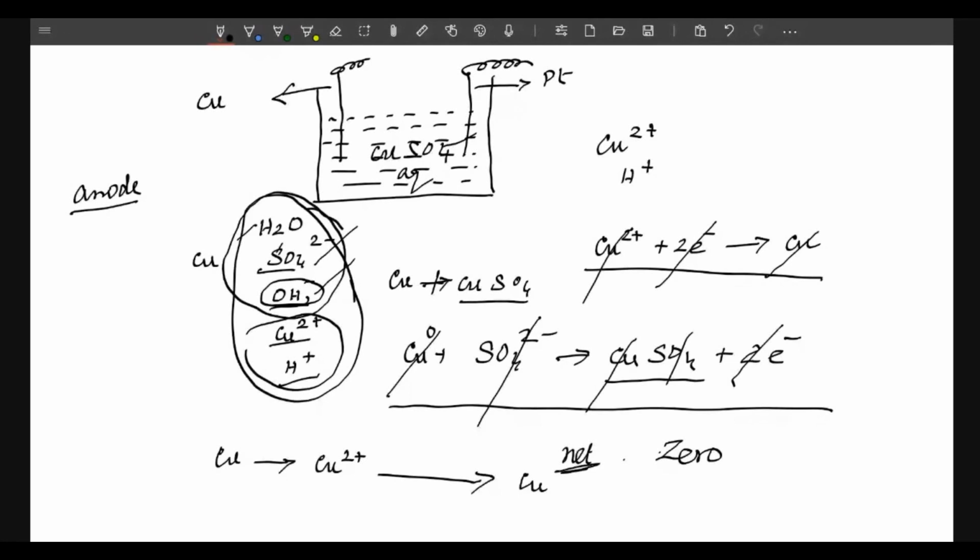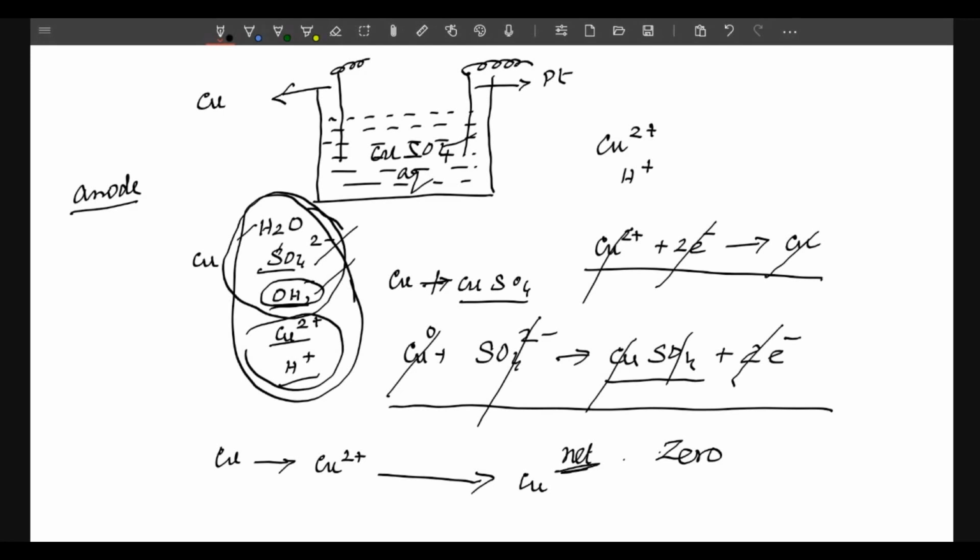Whenever you use the active electrode, the anode is going on decreasing in its weight and the cathode weight is going on increasing. And the electrolyte concentration is remaining the same. On the other hand, when you use the inert electrode, the electrolyte concentration is going on decreasing. But when you use the active electrode as the anode, the electrolyte concentration remains constant. Instead, the electrode mass is going to be changed. This is the difference between the inert electrode and the active electrode. But I think no question would be asked here.